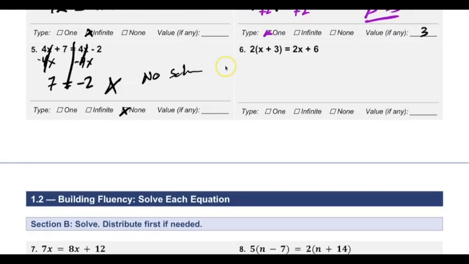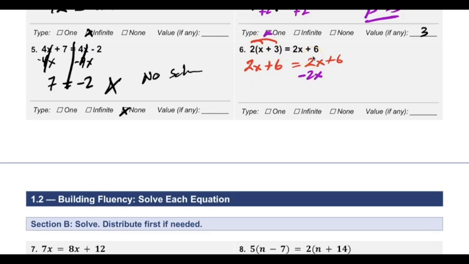Okay, let's go on to this one. So same idea. Now this one, before I do anything, let's distribute. 2x plus 6 equals 2x plus 6. So it's 2 times x, and then 2 times 3. Now let's get rid of the variables.